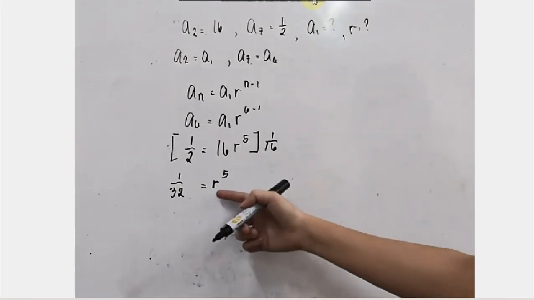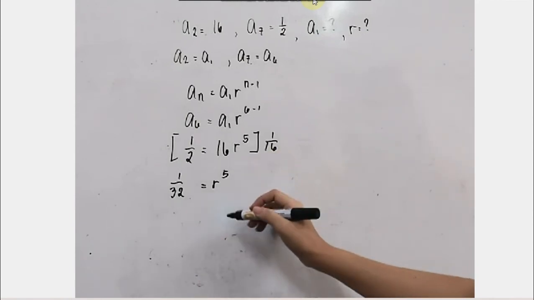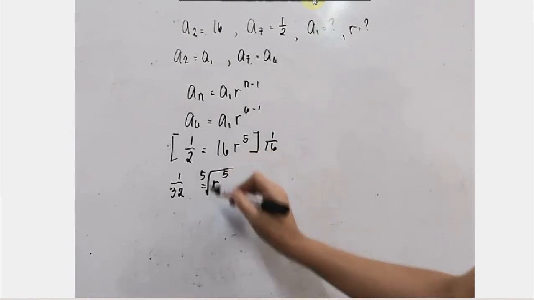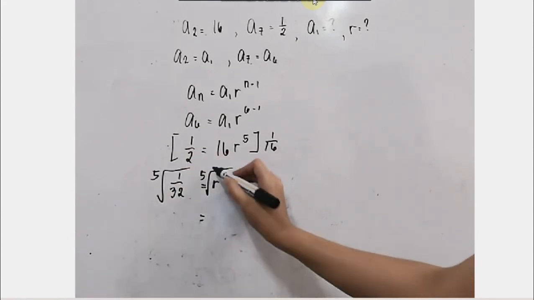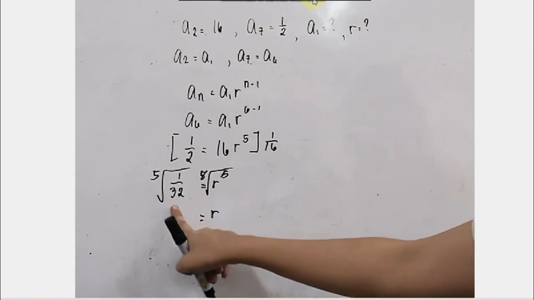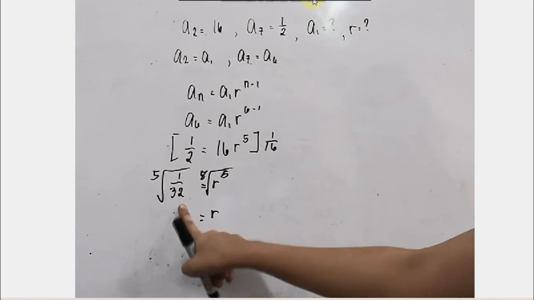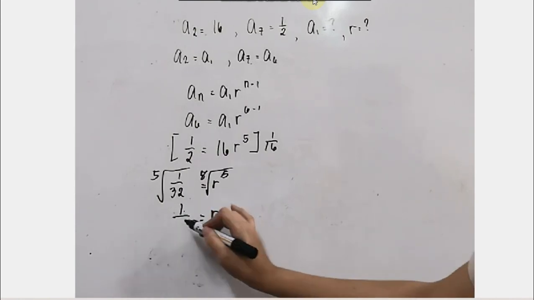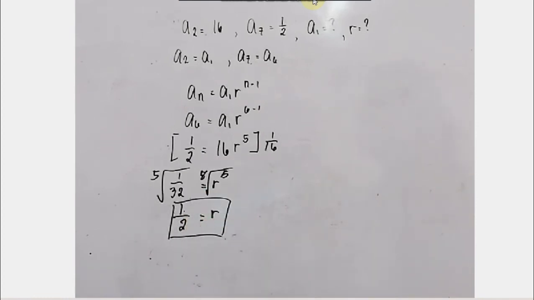Okay? So that only r remains, because we are asked to find the common ratio, we are going to extract the roots of this. So we have the fifth root of both sides. So that will give us, this will become r. Then how about this? What is the fifth root of 1 over 32? So the fifth root of 1 over 32 using your calculator, that will give us 1 over 2. So our common ratio now is 1/2.